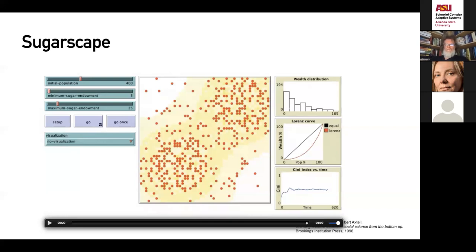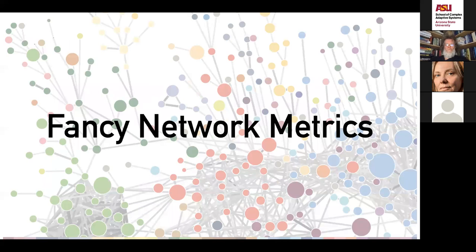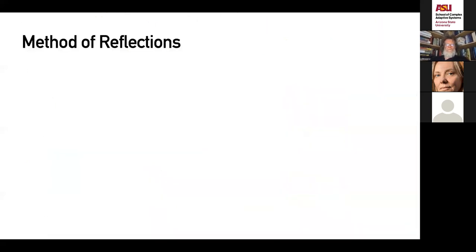All right. So another tool or method that is used very heavily in complexity economics is, I'm going to call it fancy network metrics. I don't know if that's the formal term for it, but that's how I think of it. And I'll give you an example of one of those. Okay, so the one I want to talk about specifically is something called the method of reflections.